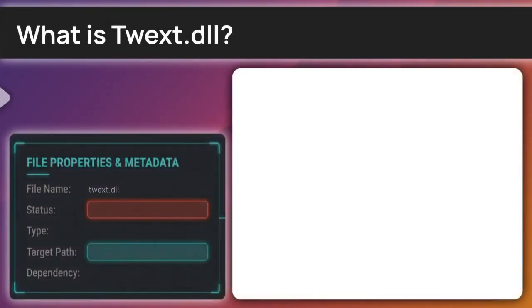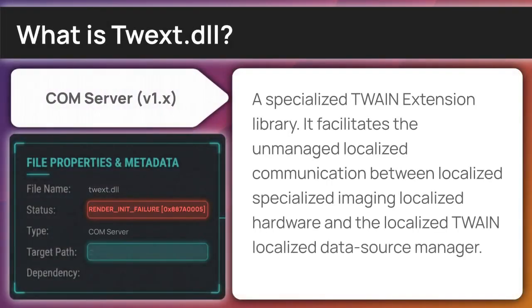This is the TWX Library, a specialized TWAIN extension library. It facilitates the unmanaged localized communication between localized specialized imaging, localized hardware, and the localized TWAIN localized data source manager. Understanding the file's role is a great start. Now let's look at replacing it.